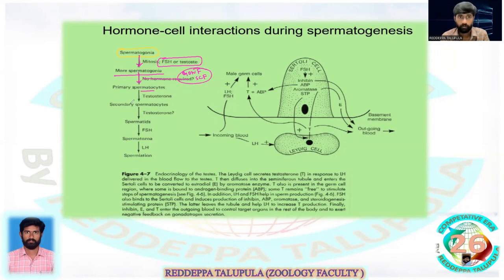Next, primary spermatocytes are converted into secondary spermatocytes due to testosterone. Next, secondary spermatocytes are converted into spermatids due to testosterone. Next, spermatids are converted into spermatozoa, which is under the control of FSH. That means spermiogenesis is under the control of FSH. Already I mentioned in the previous slide. Okay. Next, spermatozoa are released as sperm into the seminiferous tubules, which is called spermiation. Okay. In all these things, FSH and LH play a prominent role.